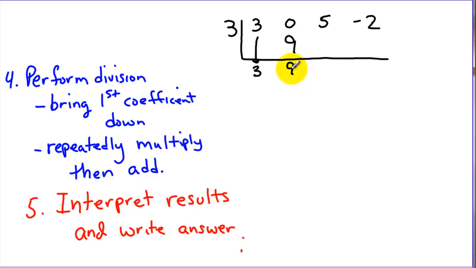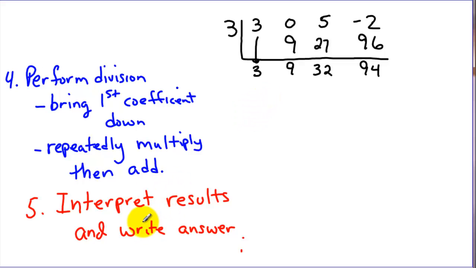Now we're just going to repeat that. 9 times 3 is 27. Put that here, and then I add. 5 plus 27 is 32. Our last one here, 32 times 3 is 96. 96 plus negative 2 is 94. So we've completed the division.